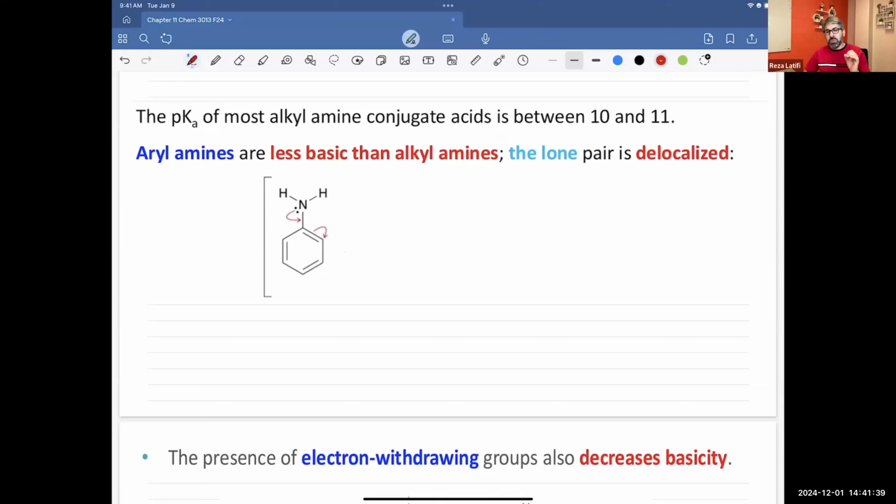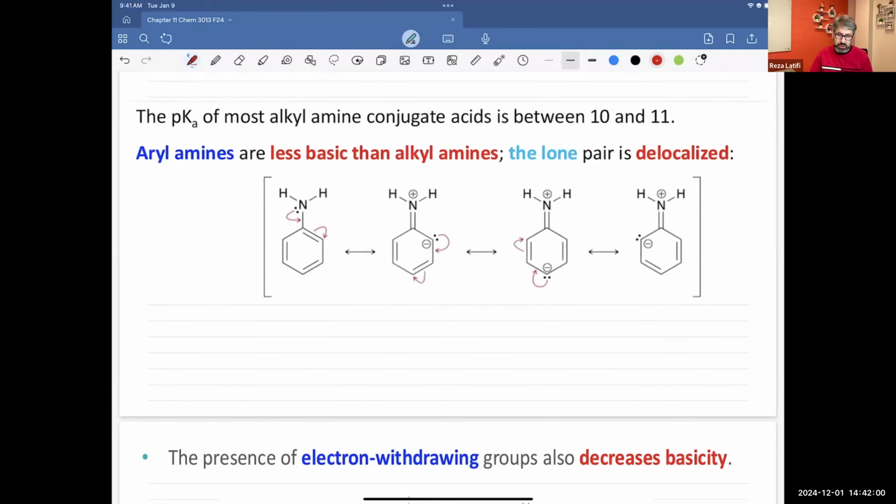Anything that moves the lone pair away from nitrogen is going to drop the basicity. So if you can do resonance structures, or get the lone pair involved in resonance structures, that's going to move the lone pair far away from nitrogen, and as a result the basicity will go down. And maybe the basicity will show up on other atoms.